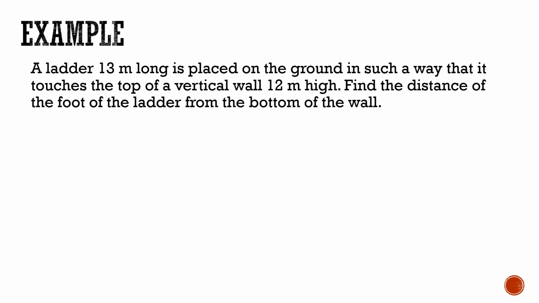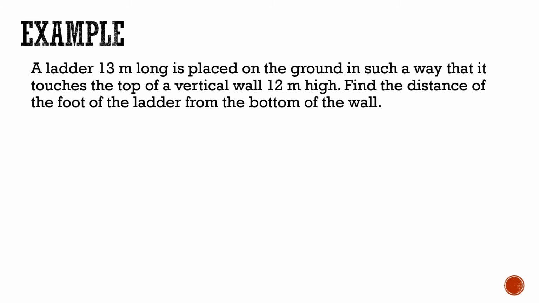Next example. A ladder 13 meters long is placed on the ground in such a way that it touches the top of a vertical wall 12 meters high. Find the distance of the foot of the ladder from the bottom of the wall. So this example is an application of the Pythagorean theorem. There is a ladder which is 13 meters long, placed on the ground in such a way that it touches the top of the vertical wall which is 12 meters high.